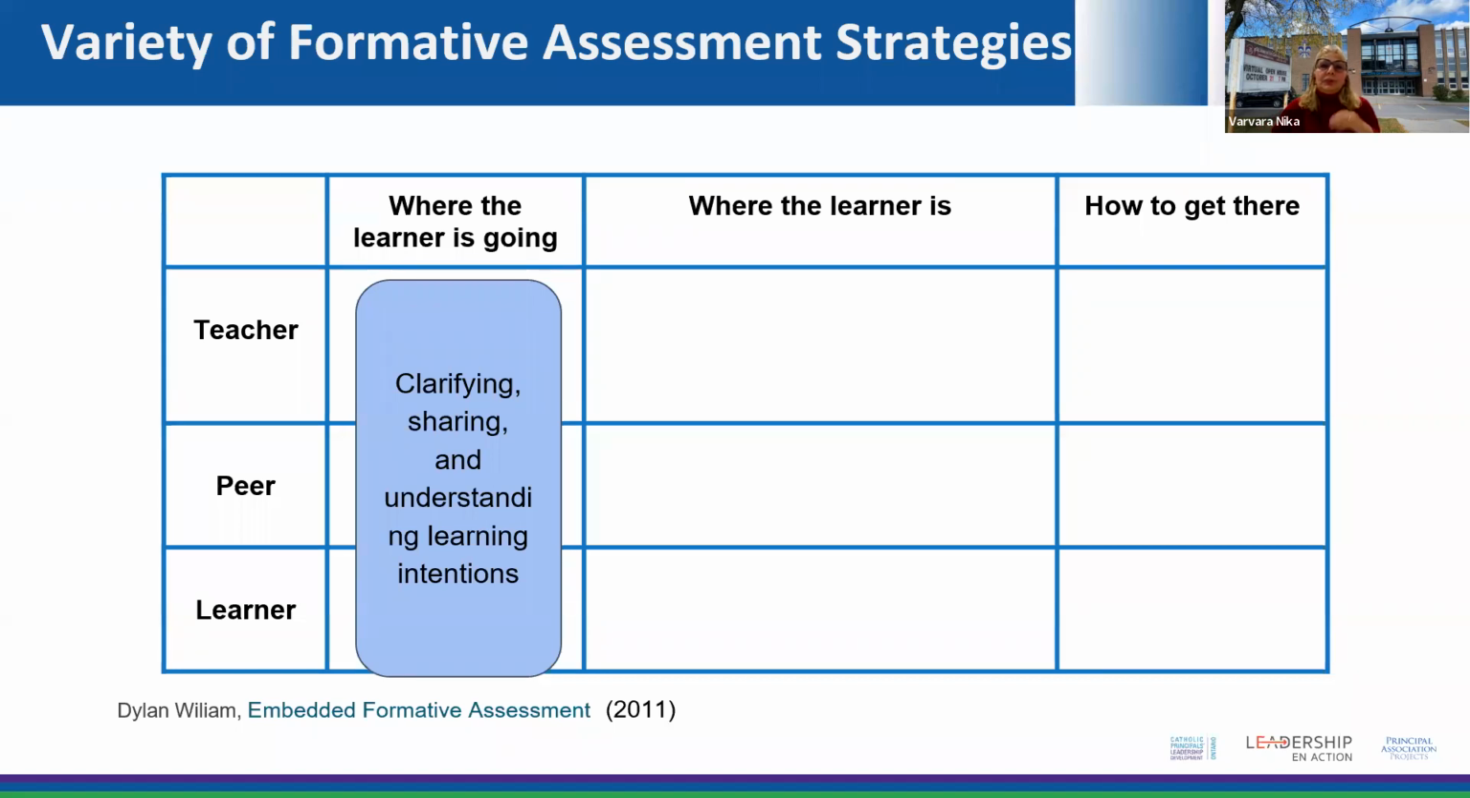The first strategy that Wiliam talks about in his book is clarifying, sharing, and understanding learning intentions. Wiliam says that if you don't know where you're going, you'll never get there. And absolutely, this relates to curriculum planning. In that section on clarifying, sharing, and understanding learning, he talks about learning intention. It means, what do we want all students to know and be able to do? It also means, what does success look like, or what does excellence look like? So this connects to the idea of assessment, and of course teachers knowing the curriculum.